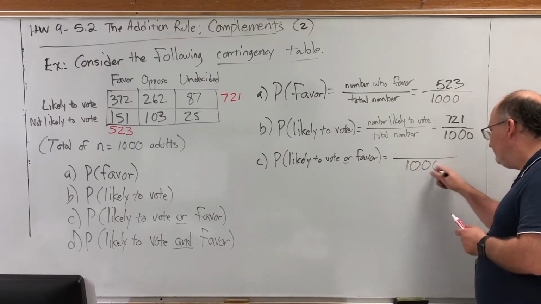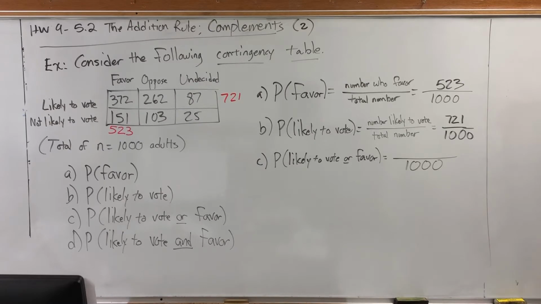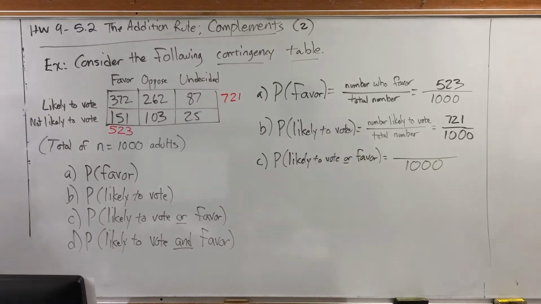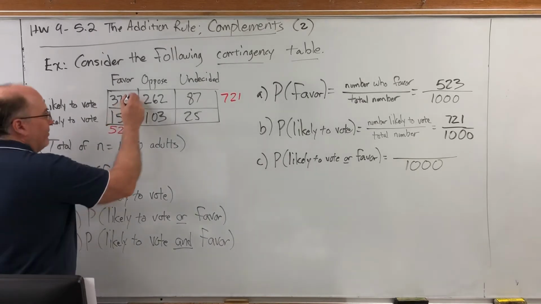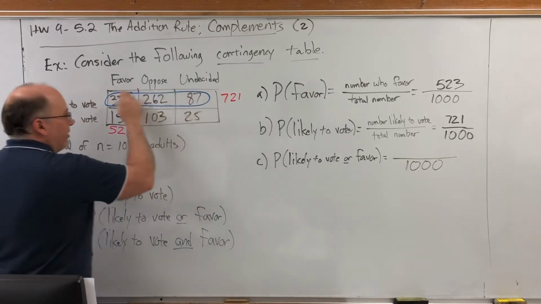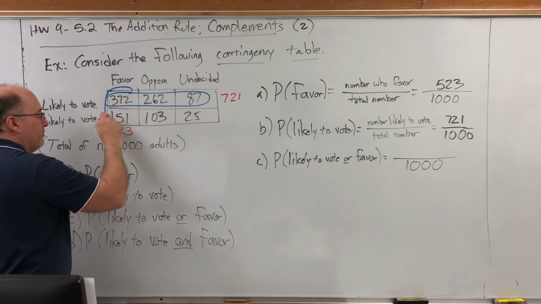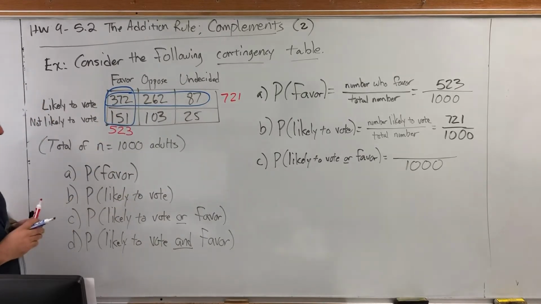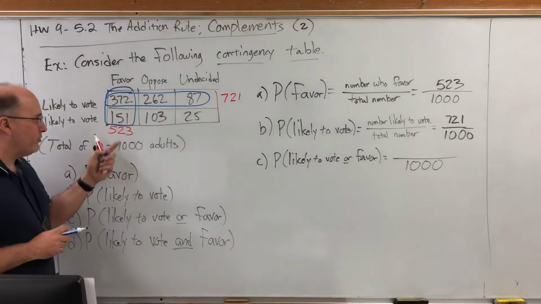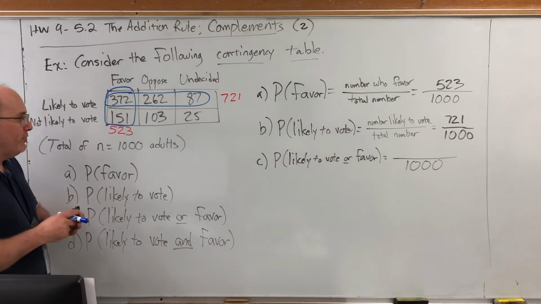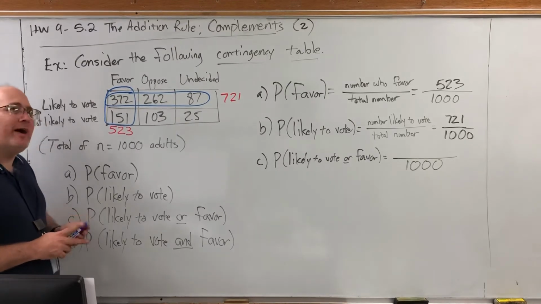I think we know that already. But what are we going to put on top? Where are the people in this contingency table that are likely to vote or favor the bill? Well, the ones that are likely to vote are here. And we already know that that adds up to 721. And the ones that favor the bill are here. And that adds up to 523. So should we just add the 721 plus the 523 to get the total number of people who are likely to vote or favor the bill? I don't think we should do that.